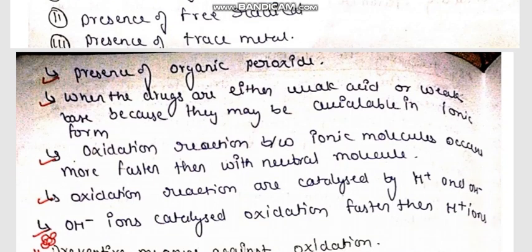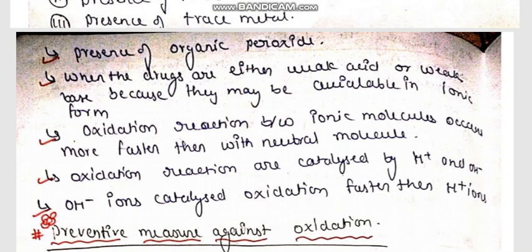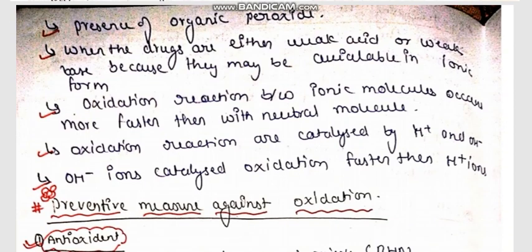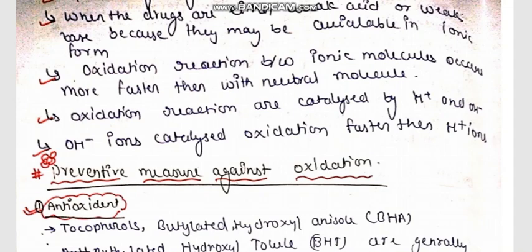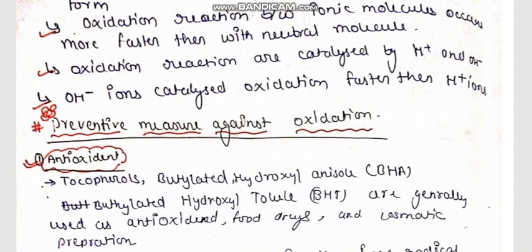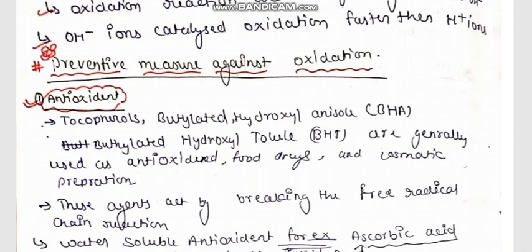When the drugs are either weak acid or weak base, they may be available in the ionic form, and the oxidation reaction between ionic molecules occurs faster than with neutral molecules, as it occurs the same in the hydrolysis reaction. Oxidation reactions are also catalyzed by hydrogen ion and hydroxyl ion. Hydroxyl ion catalyzed reactions are faster than hydrogen ion. Then what are the preventive measures against oxidation?